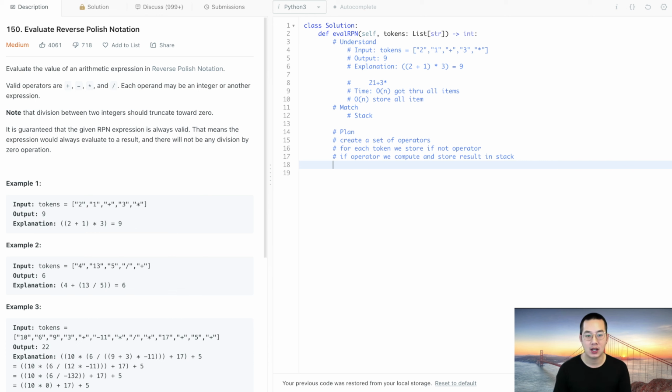How reverse Polish notation works is that it takes A and B and then does the operation A plus B. So B will always be the first one that's popped off, and the second one popped will always be A. With that, we'll return the last item.